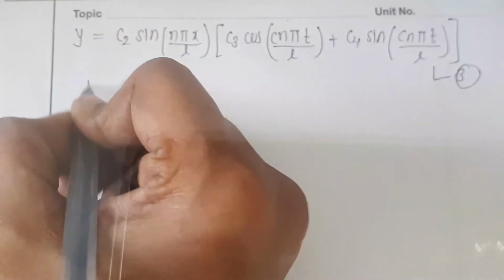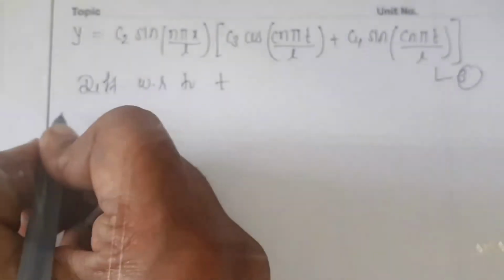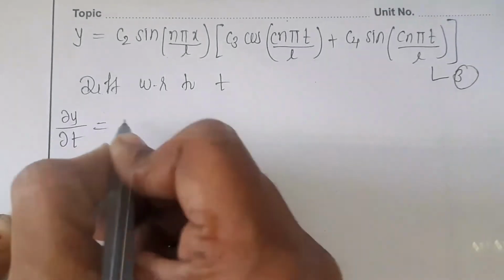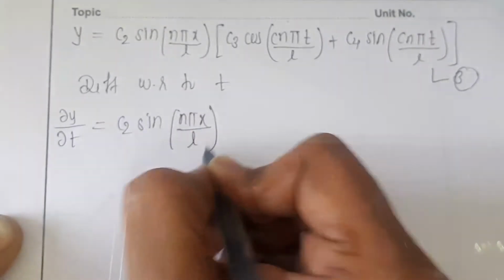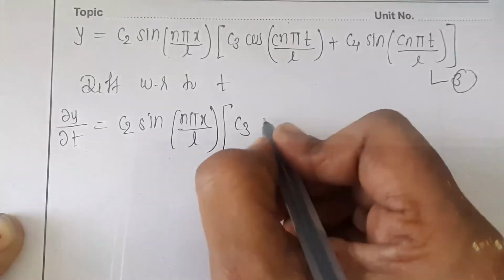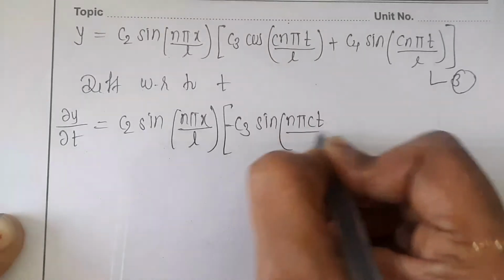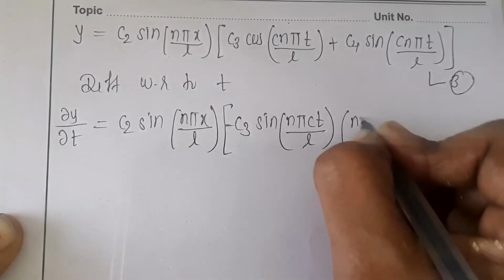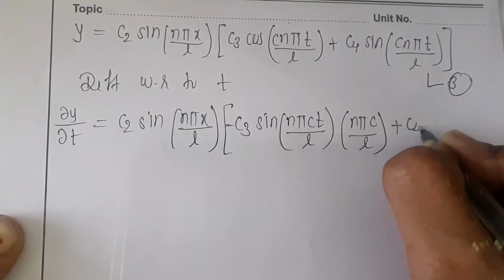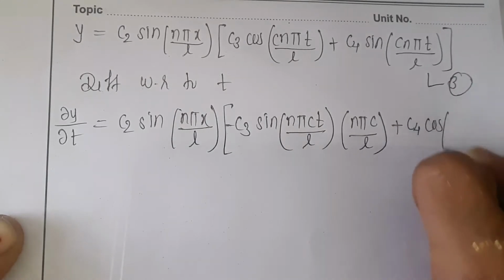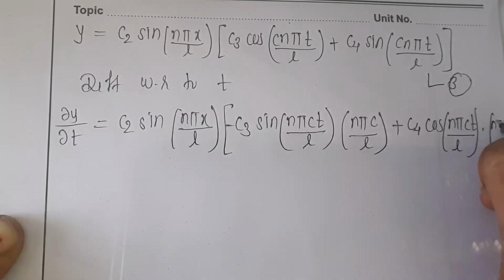Now we want the derivative of this y, so we differentiate with respect to t. So del y by del t is equal to c2 into sin n pi x by L as it is, multiplied by c3, the derivative of cos is minus sin n pi ct by L multiplied by n pi c by L, the coefficient of t, plus c4 multiplied by sin, whose derivative is cos of n pi ct by L multiplied by n pi c by L.